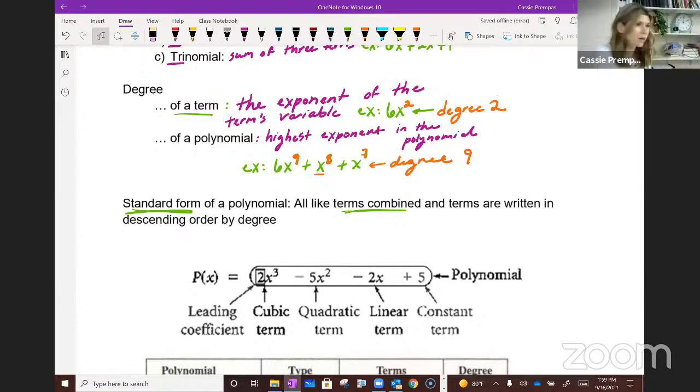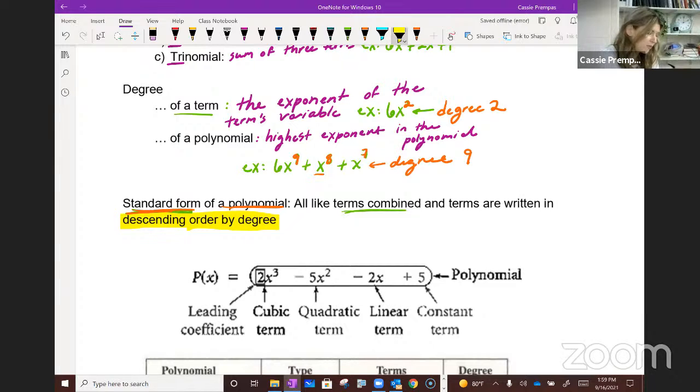A lot of you were asking, how do I know which term to use? Every polynomial has to be put in standard form before you identify these pieces. Standard form means all the like terms have been combined and the terms are written in descending order by degree. Do you guys know what that means, descending order by degree? Highest to lowest, exactly.